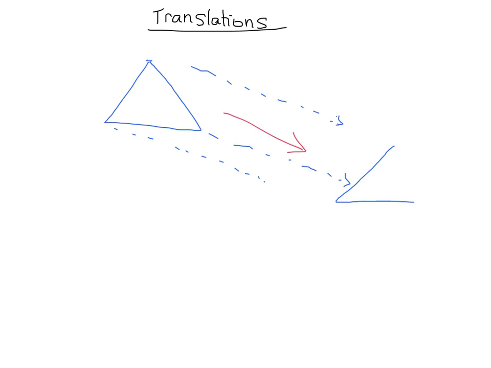And again, I'm not using a ruler, so of course my triangle probably is not the same size, but it should be. It should be the same exact size. All the points should have moved in exactly the same direction. So if this were, for example, A, B, and C, then this would be A prime, B prime, and C prime.